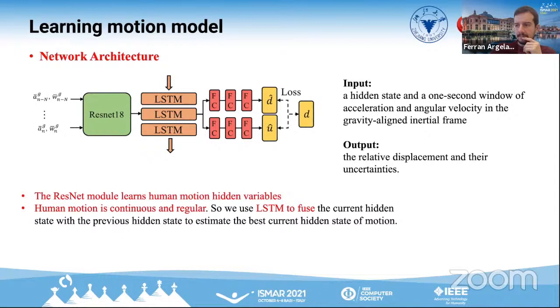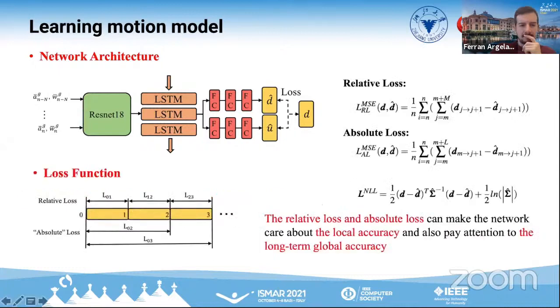At each time step, the network infers motion based on a hidden state and a local window of acceleration and angular velocity in the gravity-aligned inertial frame. The outputs are the relative displacement and their uncertainties. To make the network care about the local accuracy and also pay attention to the long-term global accuracy, we decide to use both relative loss and absolute loss. The mean square error and negative log likelihood error are chosen to optimize the loss.